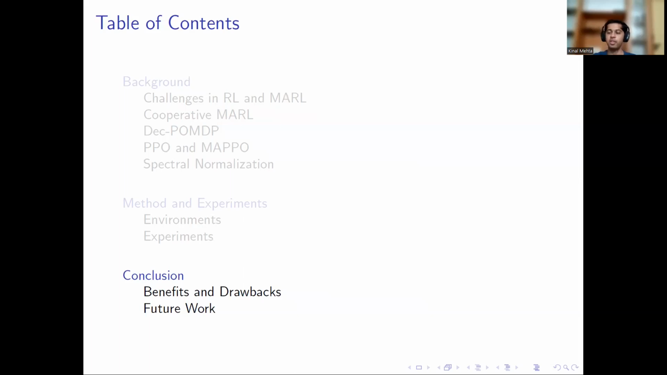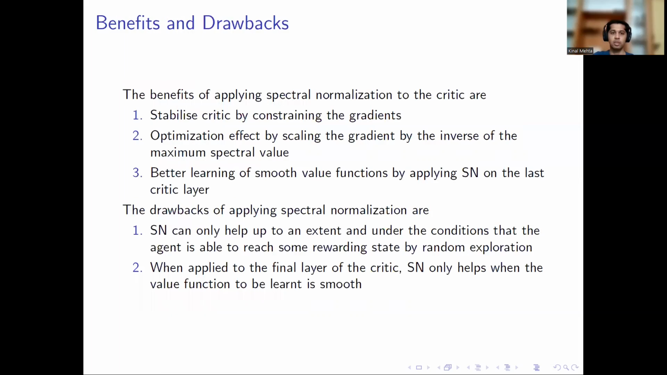Now, finally, let us look at the benefits and drawbacks of applying spectral normalization. The benefits of applying spectral normalization to the critic are that it helps stabilize the critic by constraining the gradients. It has optimization effects by scaling the gradients by the inverse of the maximum spectral value. It also gives better learning of smooth value functions when applied on the final critic layer.